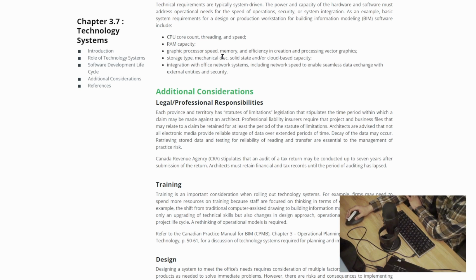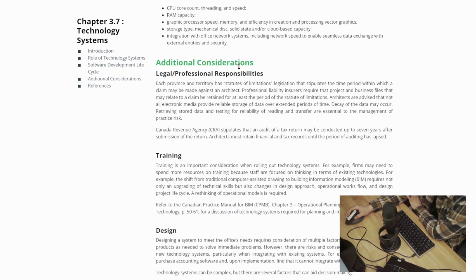storage type, mechanical disk, solid state, and/or cloud-based capacity, integration with office network systems, including network speed, to enable seamless data exchange with external entities, and security.